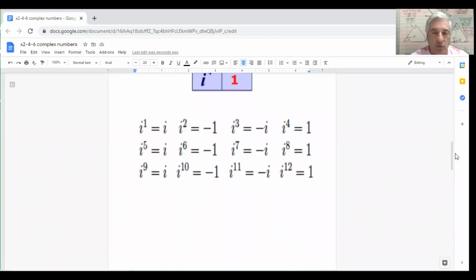And here's what happens 1 through 12. 5 divided by 4 has a remainder of 1, so it would be i. 6 divided by 4 has a remainder of 2, so it would be the same as in that column. If it's divisible by 4, it's 1. If the remainder is 2, it's -1. If the remainder is 3, it's minus i. And if the remainder is just 1, it would be i.